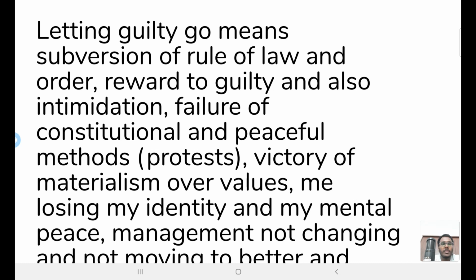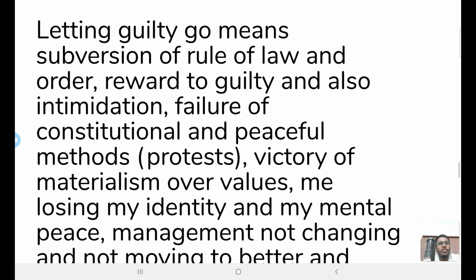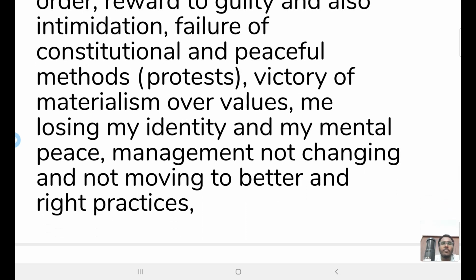And it would also mean the victory of materialism over values. Then I would also face the issue of losing my identity. I would also lose my mental peace. And management would also not change. It would still remain the same old management with a lot of opacity, lack of objectivity and accountability. And it would not move to better and right practices.